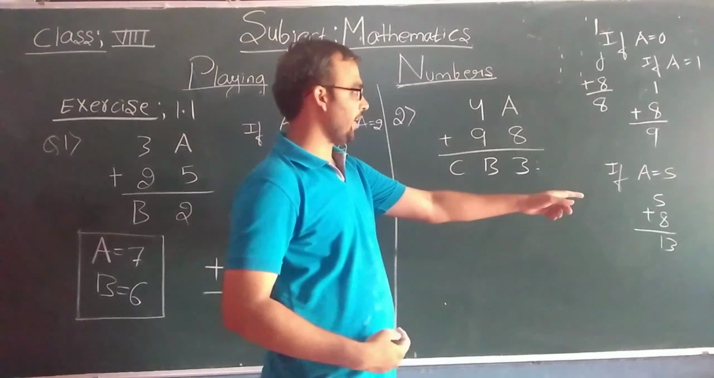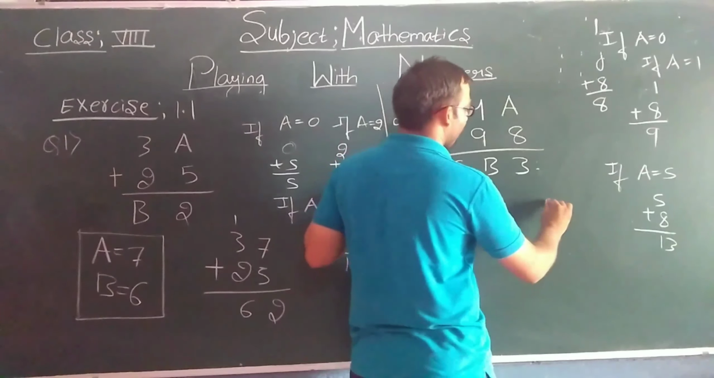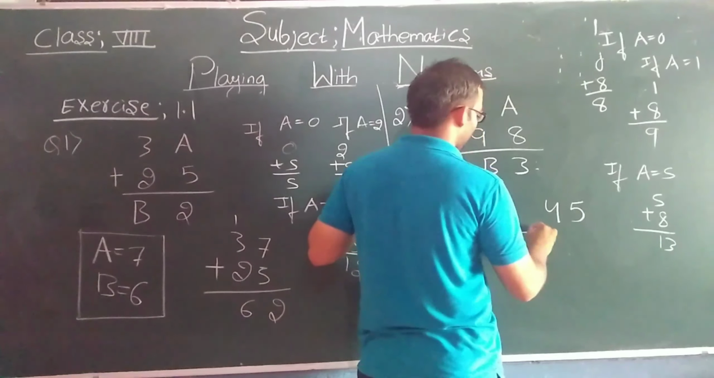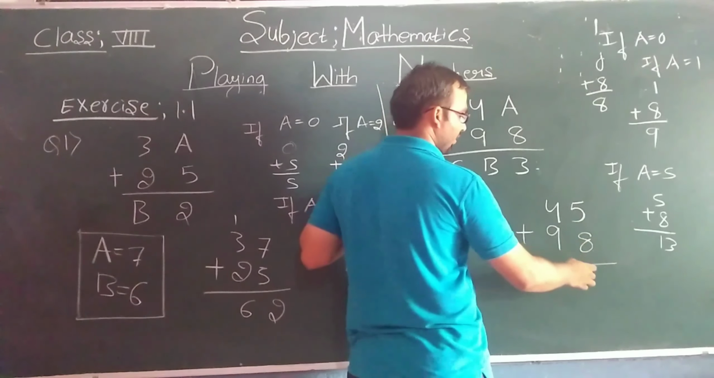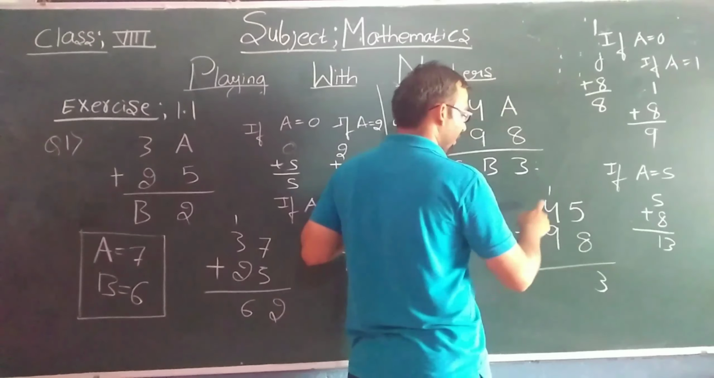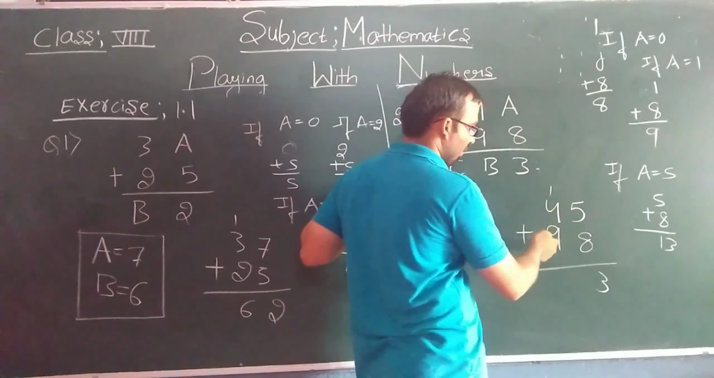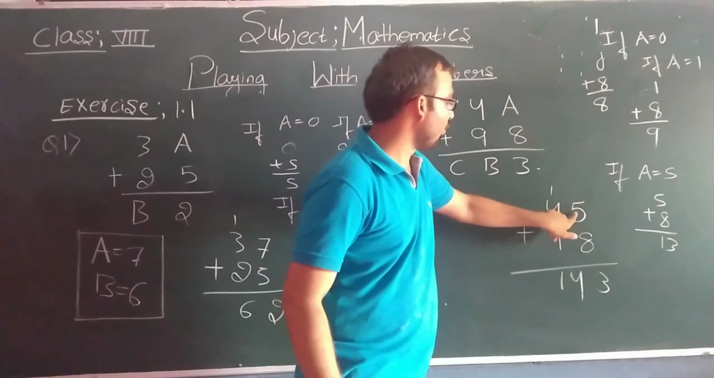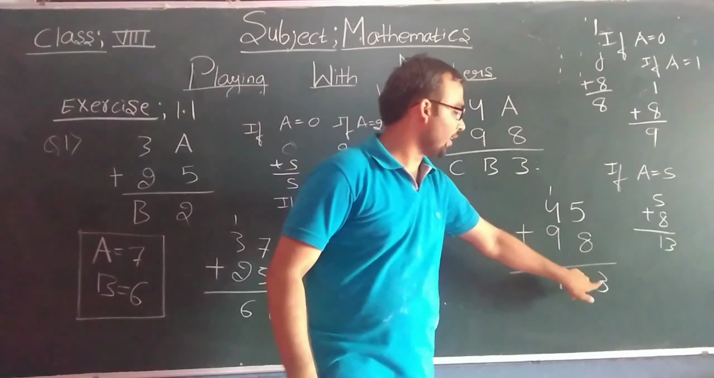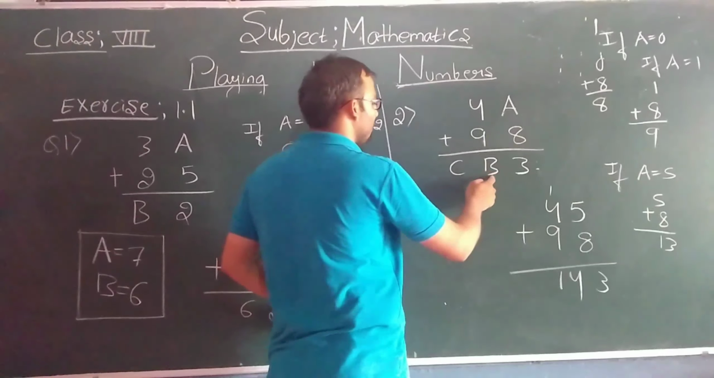Now we will take the value of A as 5 and rewrite. So 4, 5, 9, 8. 5 plus 8 is 13, write 3, 1 carry. 1 plus 4 is 5. 5 plus 9 is 14. Look here, the value of A we have taken is 5. So when we take the value of A as 5, we are getting 3 at the ones place. So it is correct.